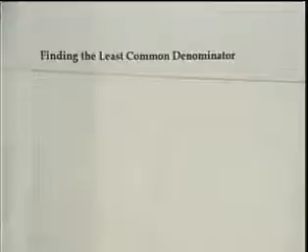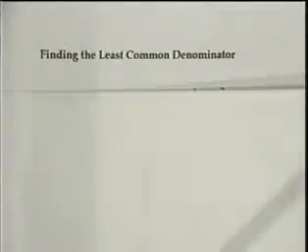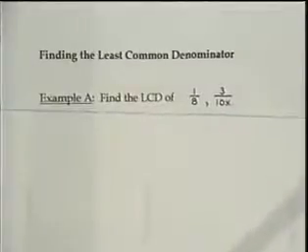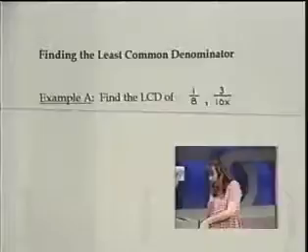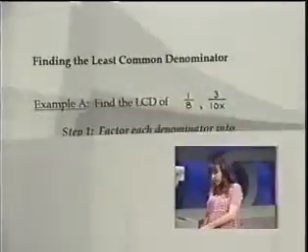So let's take a look at my first example. We're going to find the least common denominator. The first example, A, says let's find the least common denominator of 1 over 8 and 3 over 10x. So perhaps we want to add these fractions or subtract them. The first step is to always get a common denominator. So how are we going to do this?